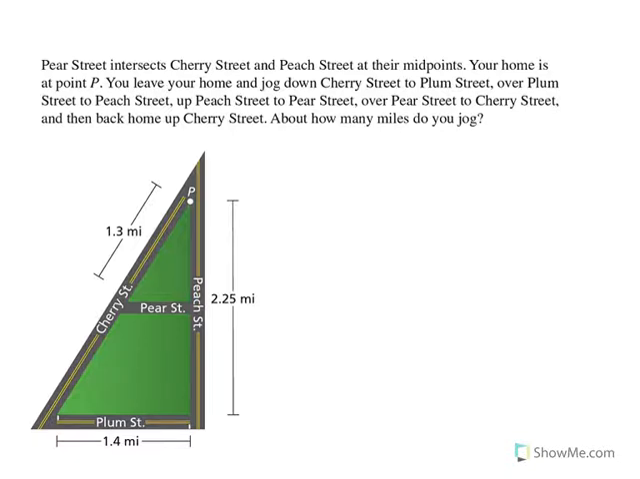So in this diagram, we have Paris Street intersects Cherry Street and Peach Street at their midpoints. Okay, so first thing about if Paris Street is intercepting them at their midpoints, then that means that each side is going to be the same length, right? Paris Street is cutting Cherry Street exactly in half, so each side is going to be the same length. Same thing's going to happen to Peach Street over here.